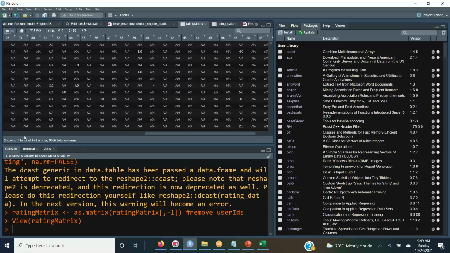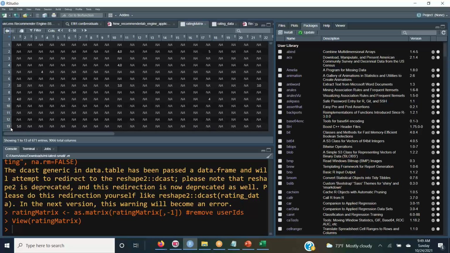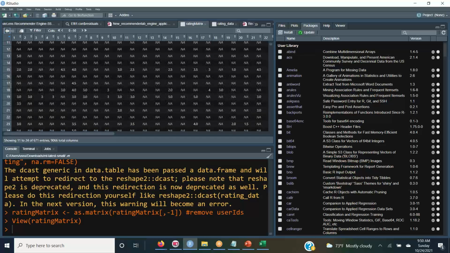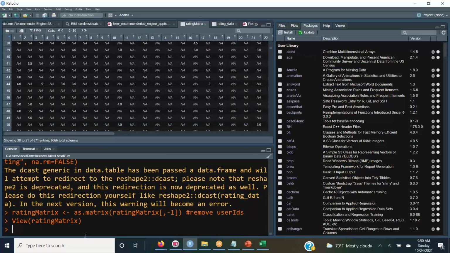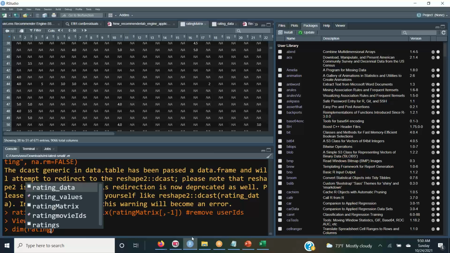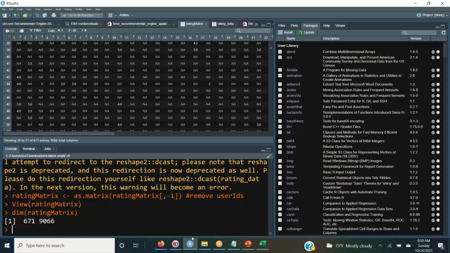But the main point is, it was 100,004 rows before. But how many rows are there now, you think? We can find out that, very easy. Dimension, rating matrix. It is only 671 rows and 9,066 movie columns. Are you able to imagine now?